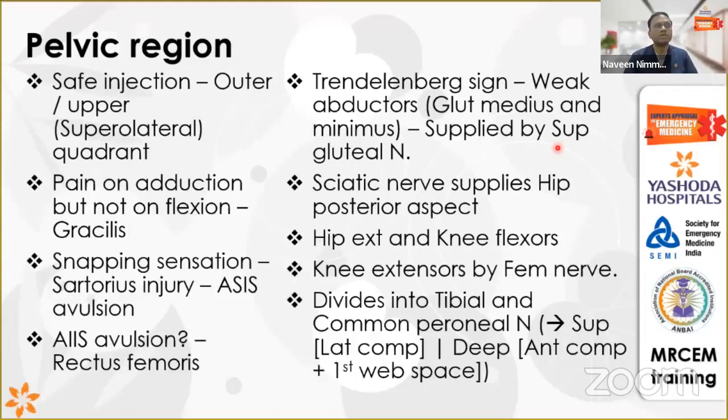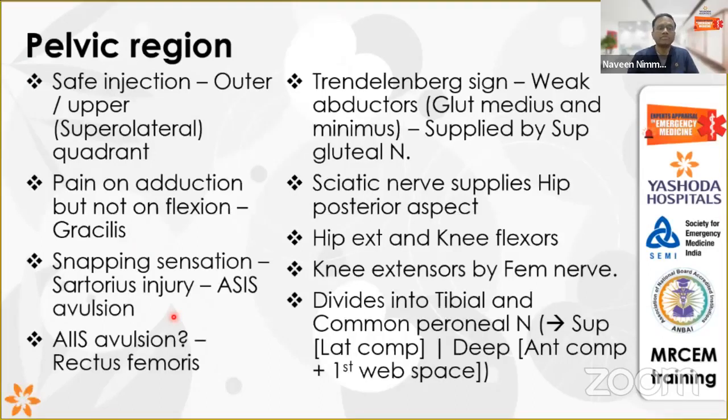If they say there has been an injury that led to a snapping sensation and there is an avulsion fracture found on the anterior superior iliac spine, they are trying to tell you about the sartorius. So it's the sartorius that is having an issue. If they say there has been an avulsion of the anterior inferior iliac spine, there the rectus femoris is going to be attached.